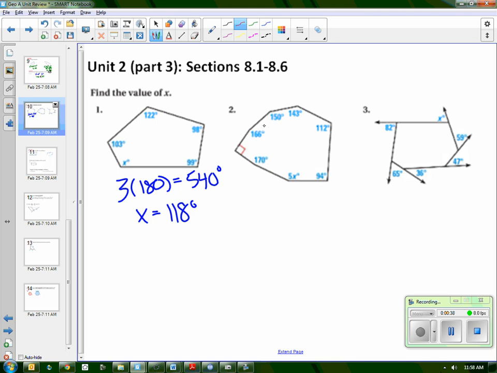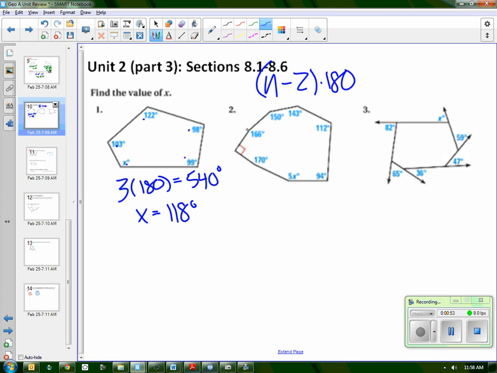If you remember, there is a formula. This is a 1, 2, 3, 4, 5, 6, 7, 8-sided figure. So you can just take the number of sides, that's n, subtract 2, and multiply that times 180. So this was 1, 2, 3, 4, 5. We did 5 minus 2 times 180.